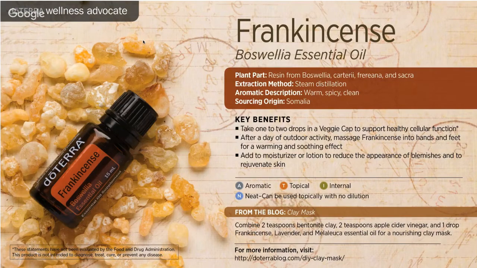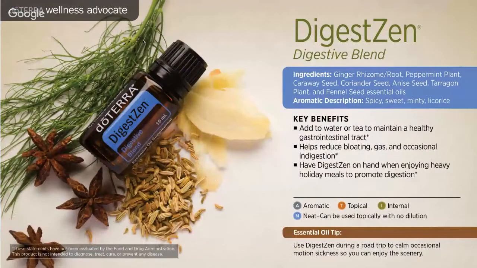So Digest Zen is actually a blend. It's called our Digestive Blend because it's got many different oils in it that make up the blend. So you'll see that it has ginger root in it. It's got peppermint. And we know these as just being overall good for our stomach. Fennel and tarragon. So these are excellent herbs for our stomach and for our digestive health. And so what they've done is they've just put this all into a beautiful blend. This is one that you can use for helping reduce bloating, gas, any kind of occasional indigestion.